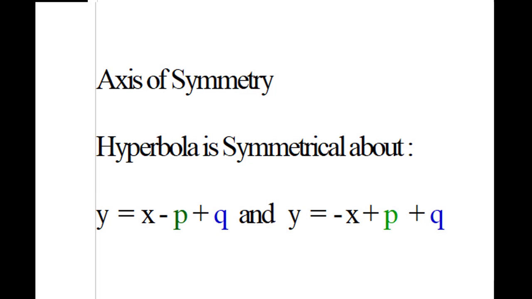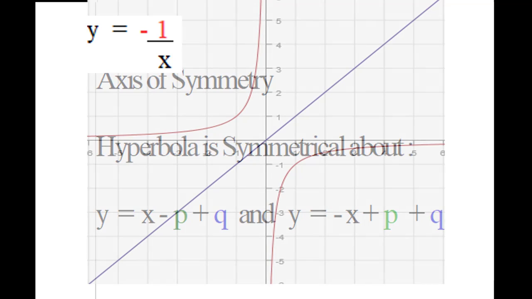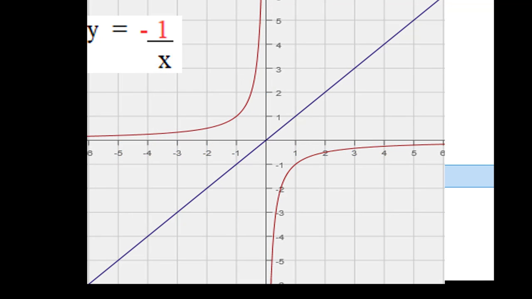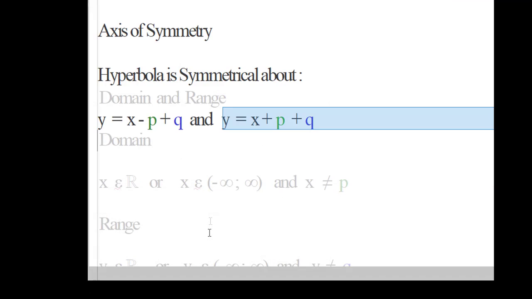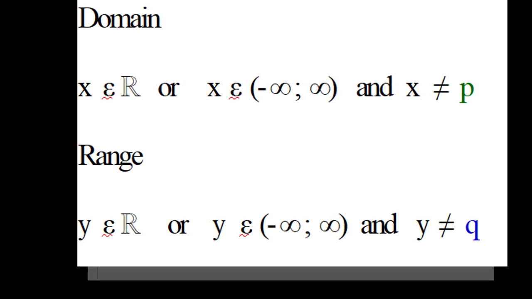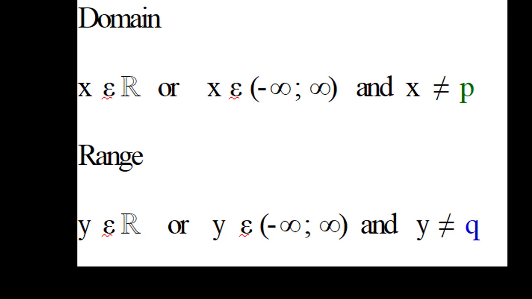Now the hyperbola has an axis of symmetry, 2 of them in fact. So firstly, the hyperbola is symmetrical around the axis y equals x minus p plus q, and y equals minus x plus p plus q. 2 linear lines perpendicular to each other.